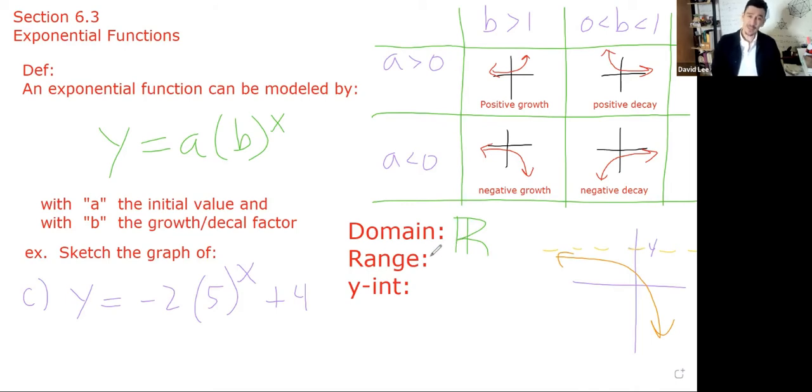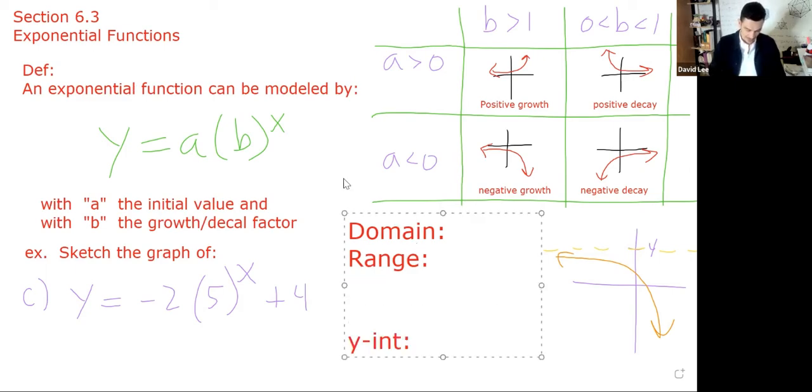The range has to do with the y coordinates. We're looking at this graph here. What do all of these y coordinates have in common? Well, the one thing that they all have in common is that all of these y coordinates on this graph are below the asymptote at 4. So for that reason, we can say that the range is y less than 4. Isn't that right? Because all of these points have a y coordinate that is smaller than 4, which is why that's the range for that one.